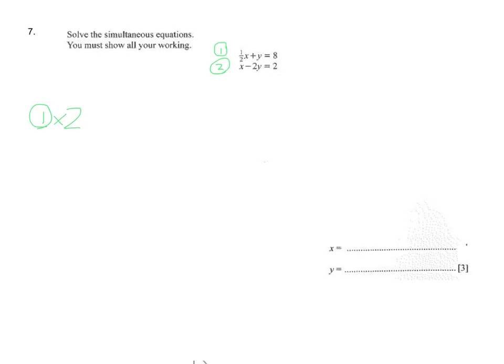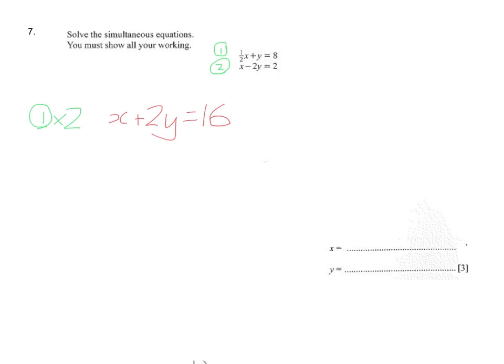So equation 1, doubled. I highly recommend you label your equations and do this. It makes everything so much easier for people who are marking, and if you do that, then they're marking thousands of papers, you're more likely to get their goodwill. So x plus 2y equals 16. I've doubled every part of that.